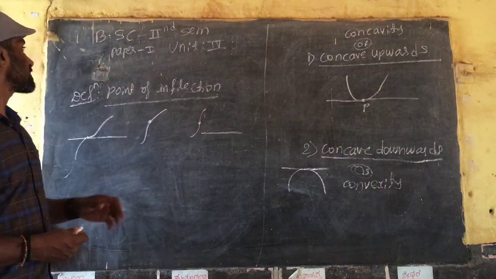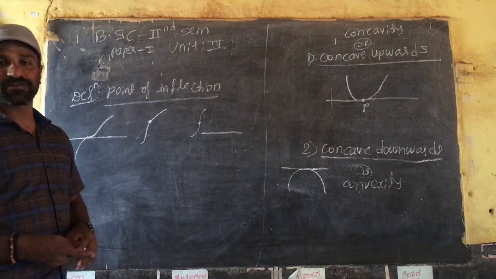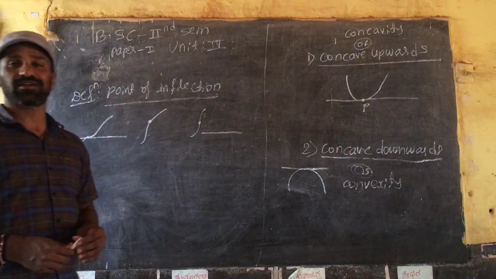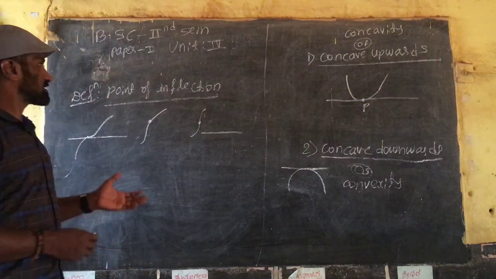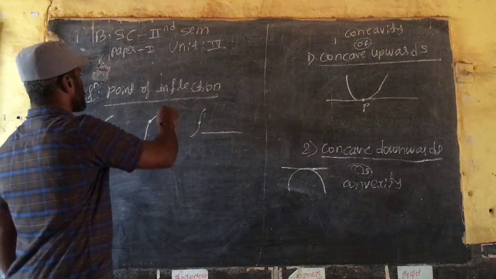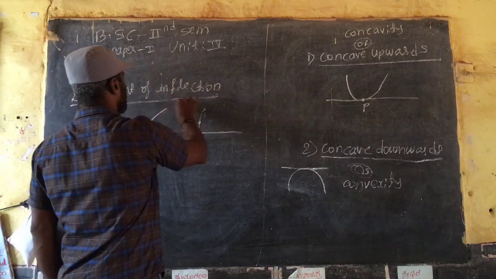Today we deal with Paper 1, BSc second semester, Unit 4: concavity and convexity, point of inflection, asymptotes and loops. So let's start the syllabus. Define point of inflection. Before we deal with point of inflection, what is the concept of inflection?